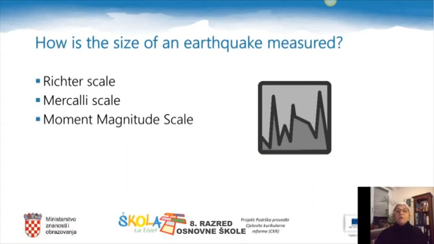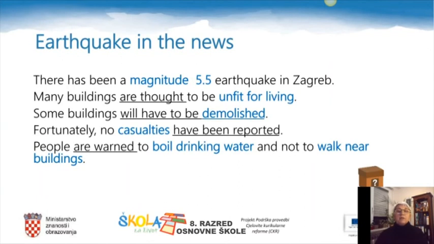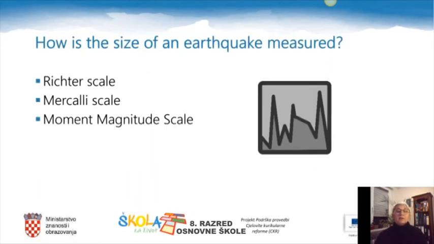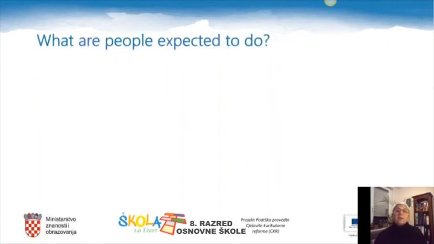How is the size of an earthquake measured? That was one of the questions. When I mentioned in the first sentence that the magnitude of the earthquake was 5.5, that was which of these scales? That was the Richter scale. And there are also many other scales. These three are the most important. If you are interested in answering the question, you can research some more about these three and others and answer the question for yourself.